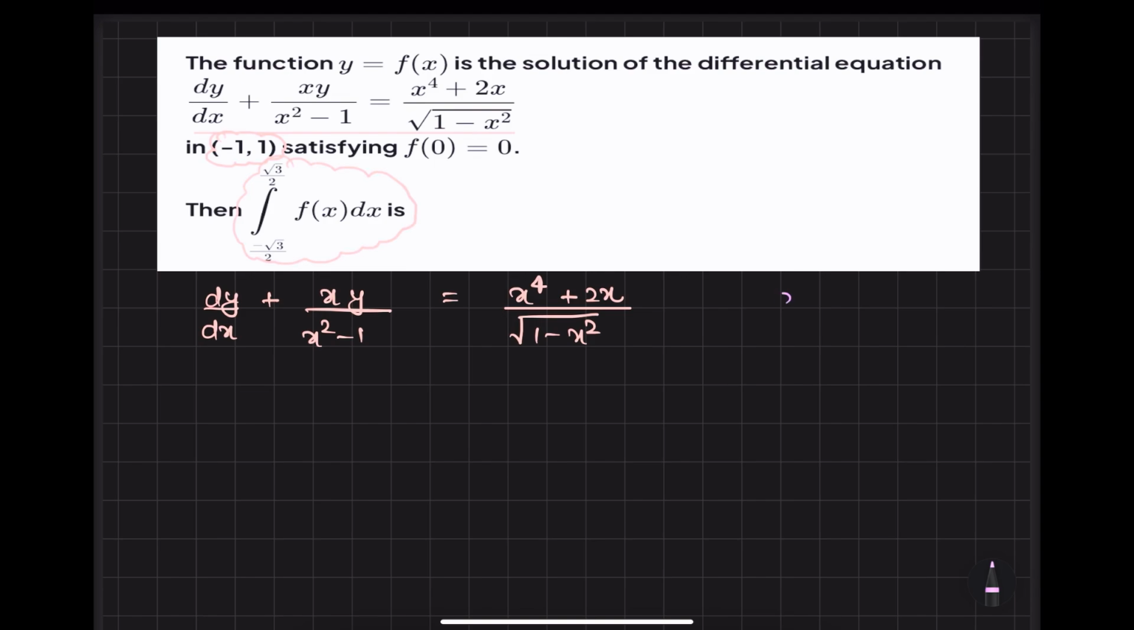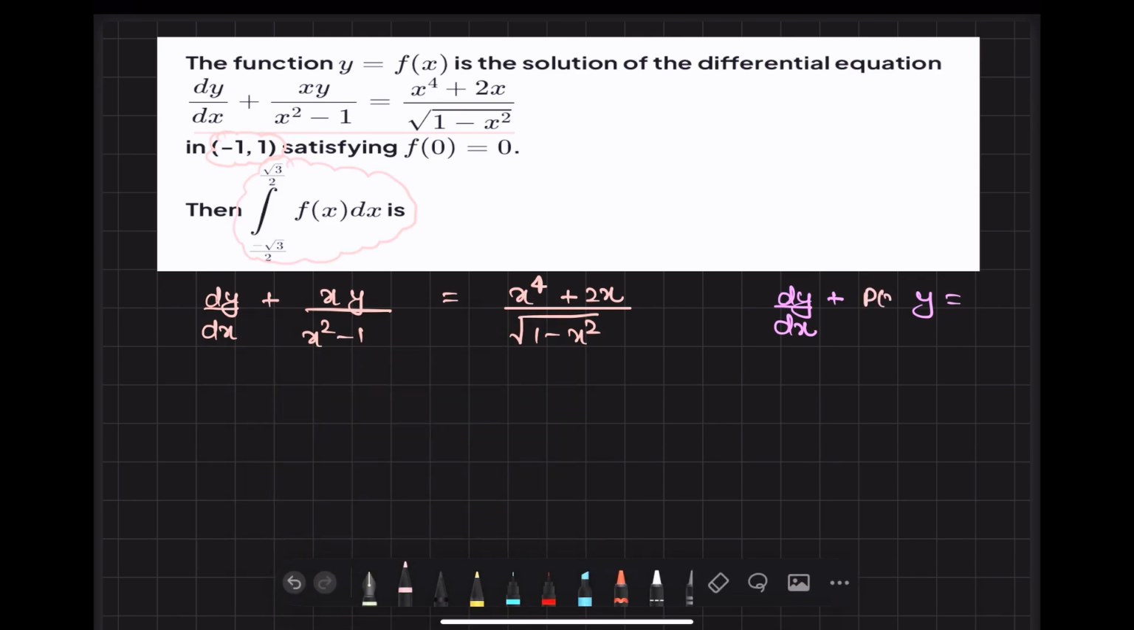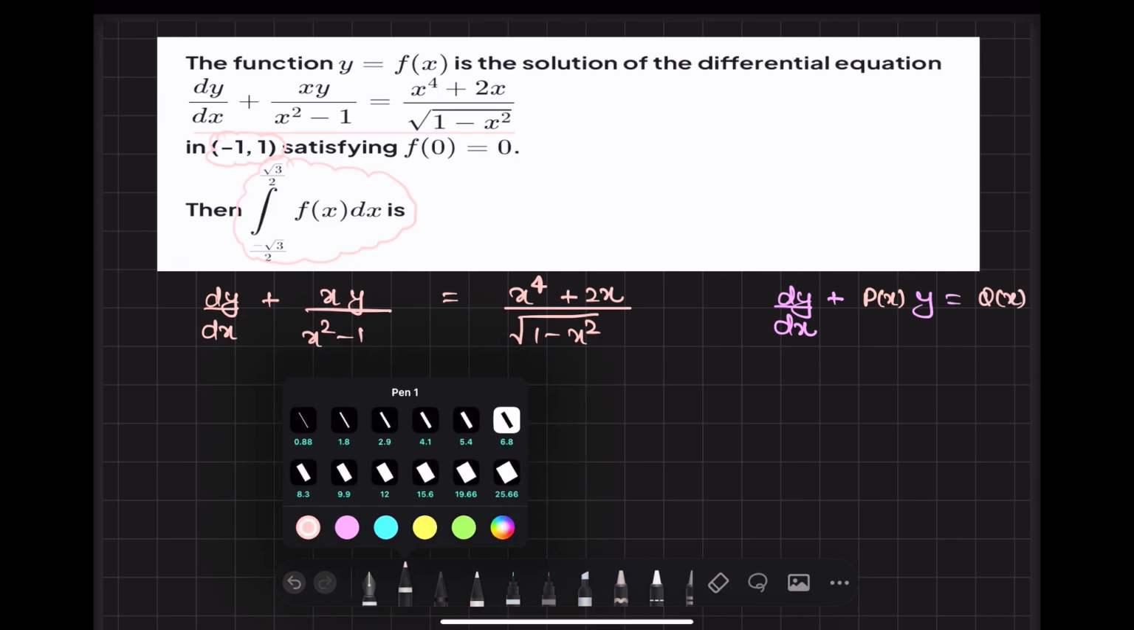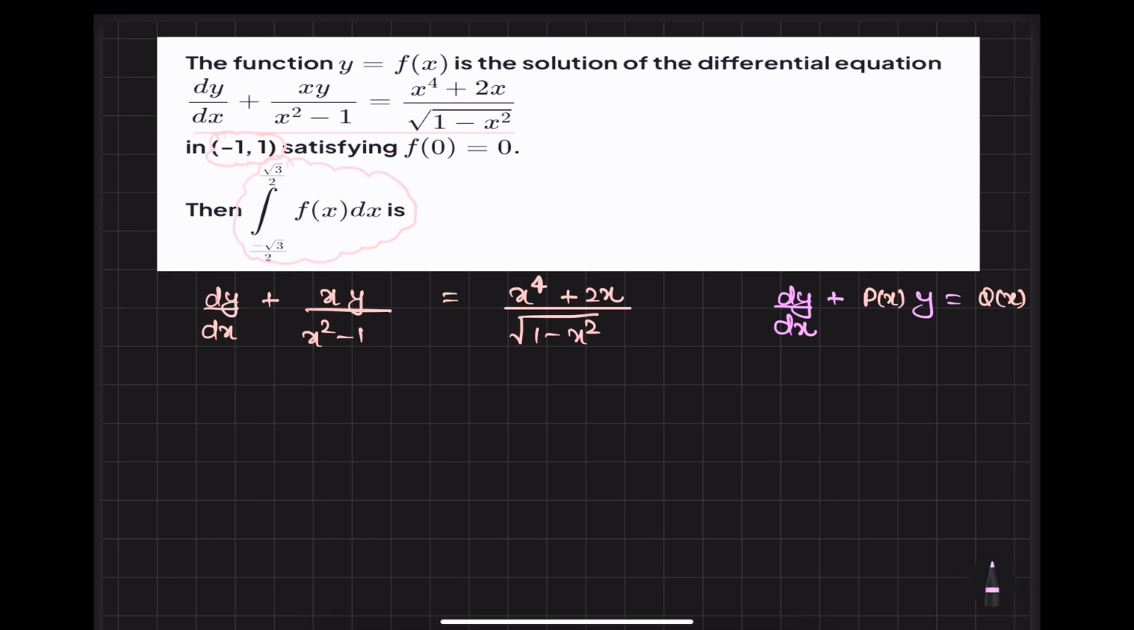So how does a linear differential equation look? It should look like dy by dx plus y times p of x equals q of x, correct? So look at here. If you observe dy by dx and y, don't you think you have converted your question into that form? Yes. Okay, so we will solve using a linear differential equation.